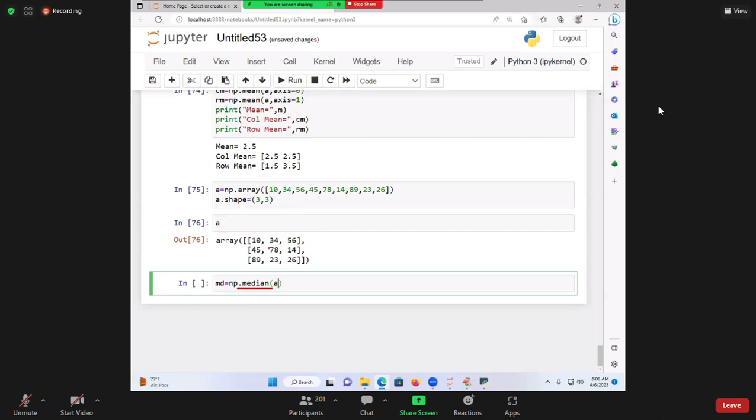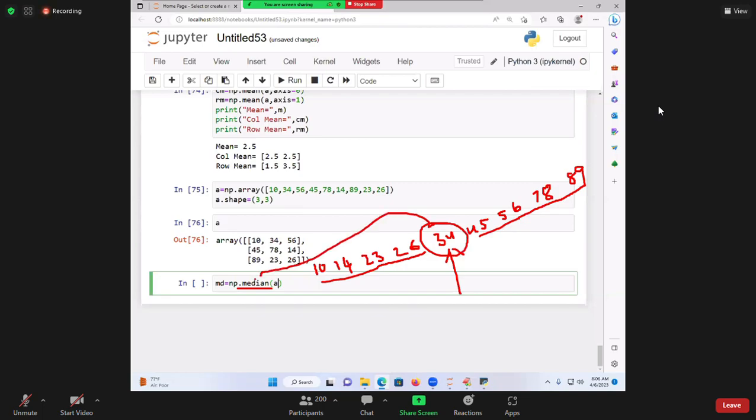This median will arrange the given elements into sorted order. How do you arrange the elements in sorted order? Arrange it: 10, 14, 23, 26, 34, 45, 56, 78, 89. This is my elements in sorted order. So 4 elements and then 4 elements. What is the center element here? So that 34 is called median.